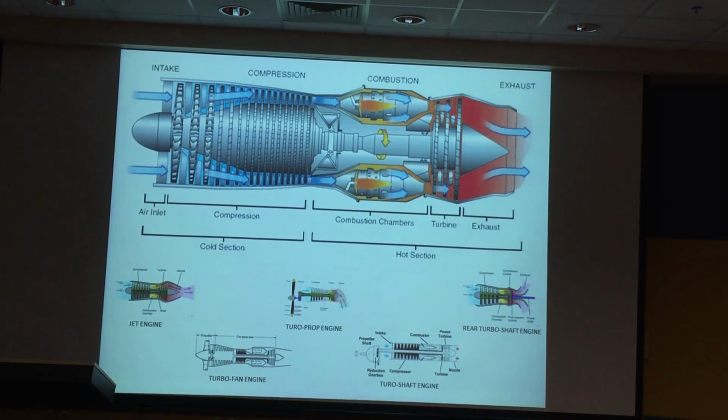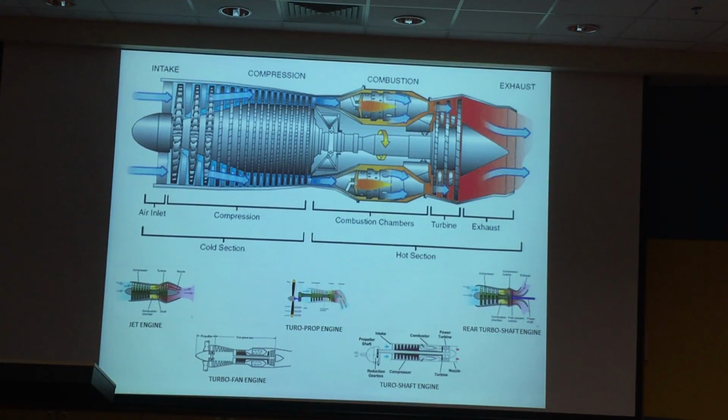Then your combustion section. Then your turbine section. Remember, the turbine is to drive the compressor. It does not produce thrust. Its purpose is to drive the compressor. It takes out energy. That's why it becomes a negative thrust. Okay, turbine is a negative thrust.